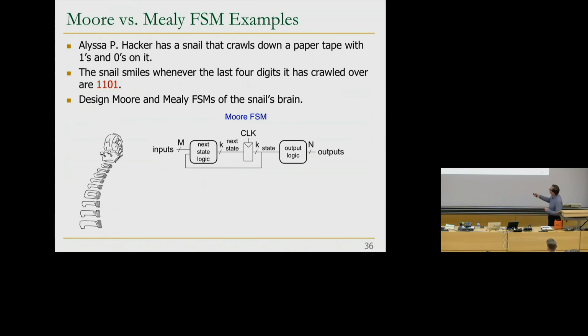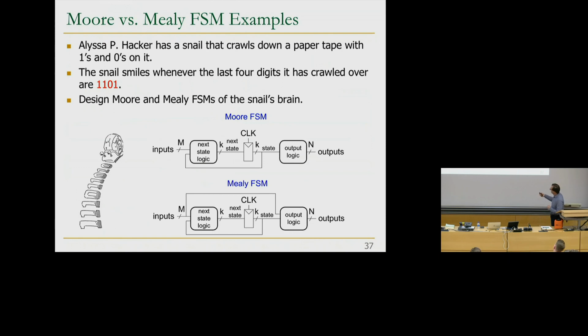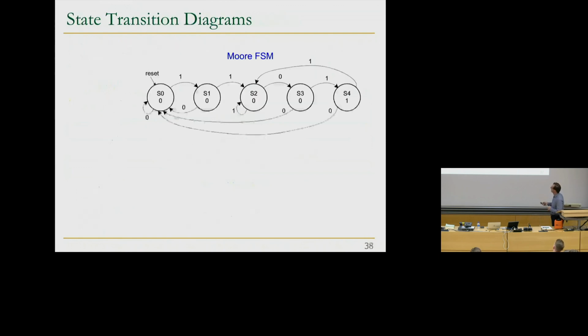So basically, Moore FSM will look like this. States will determine the outputs, and Mealy FSM states will not directly correspond to the outputs. And this is the Moore FSM in this case. Basically, you have 5 states. So this is the reset state. You start with this one. And then if you've seen a 1, you transition to the state where you've seen only 1. If you see another 1, you transition to the state where you've seen 1, 1. If you see a 0, you transition to the state where you've seen 1, 1, 0.